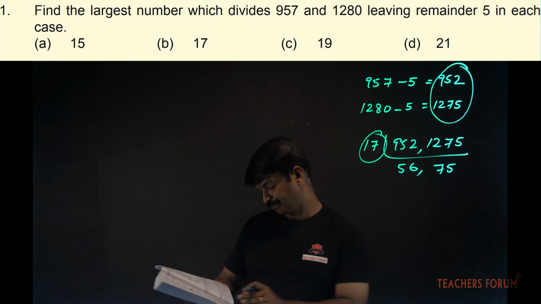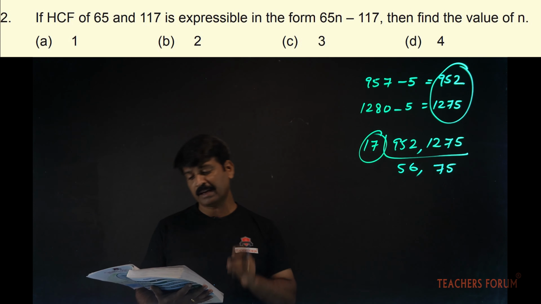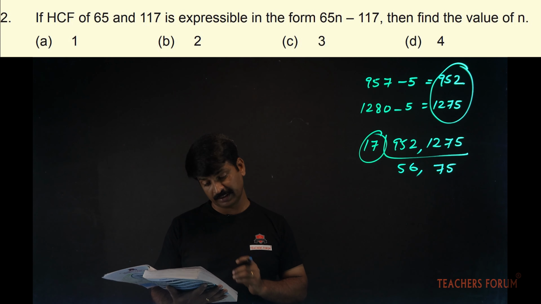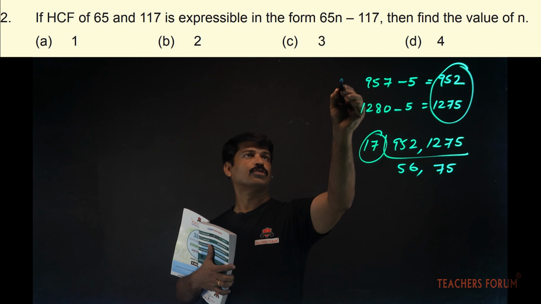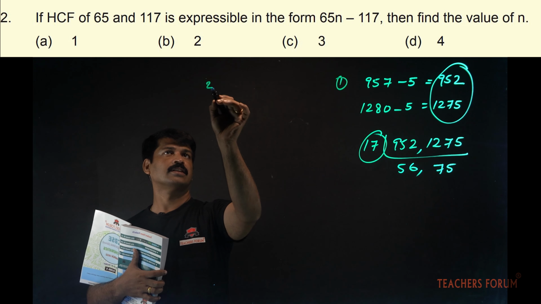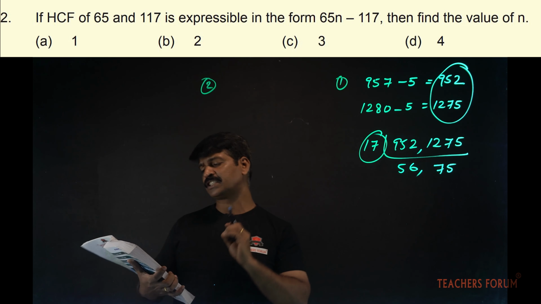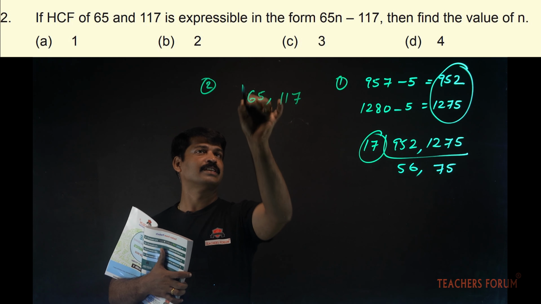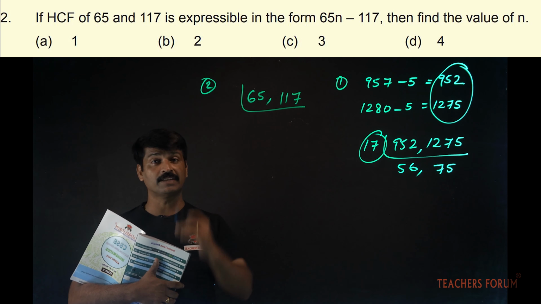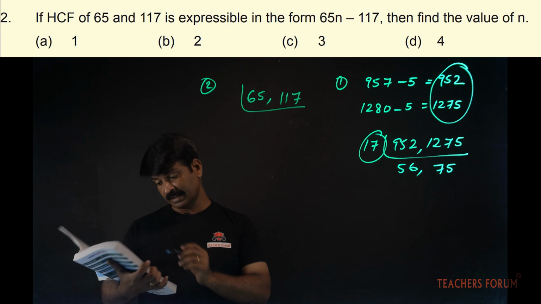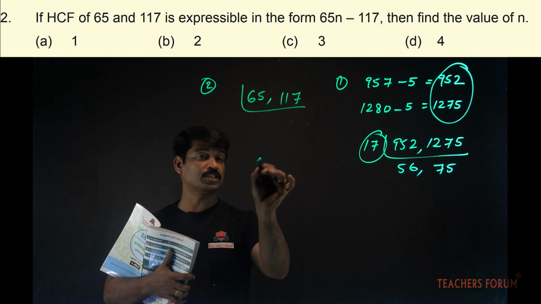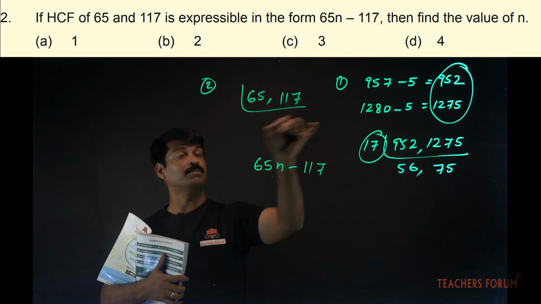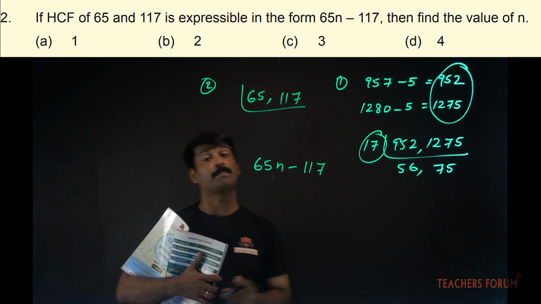Now let us read the second one. If HCF of 65 and 117 is expressible in the form 65n minus 117, find the value of n. So let us solve the second one. The question is the HCF of 65 and 117. It is given that the HCF of these two numbers is expressible in the form 65n minus 117.